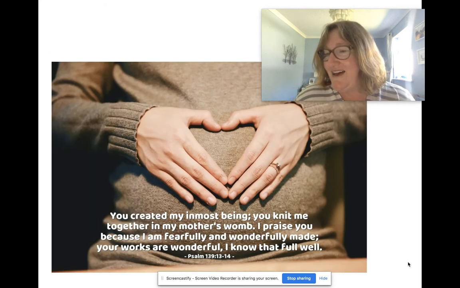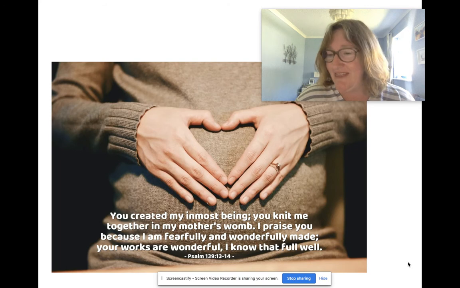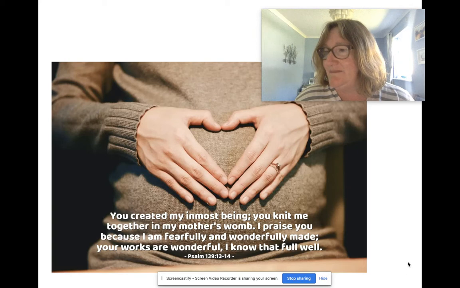So verse 13, at the bottom of page 718, it says, For you created my innermost being. You knit me together in my mother's womb. I praise you because I am fearfully and wonderfully made. Your works are wonderful. I know that full well.